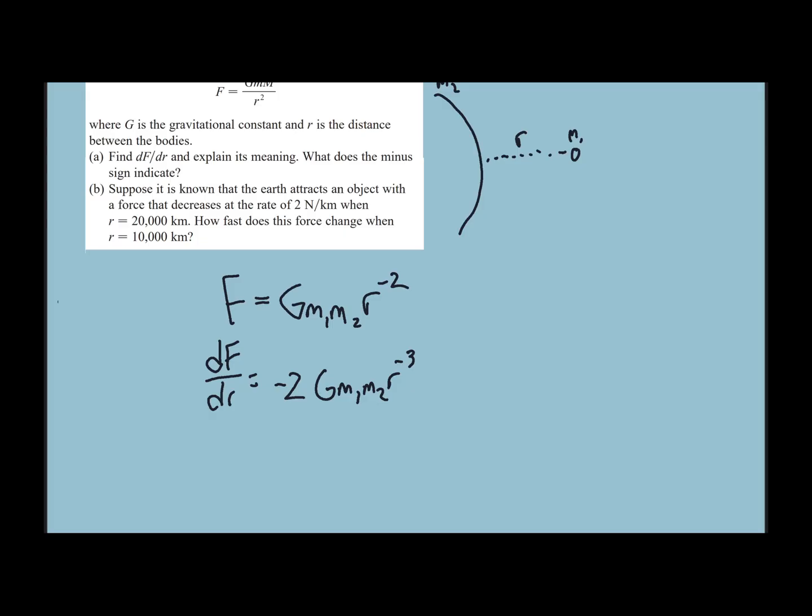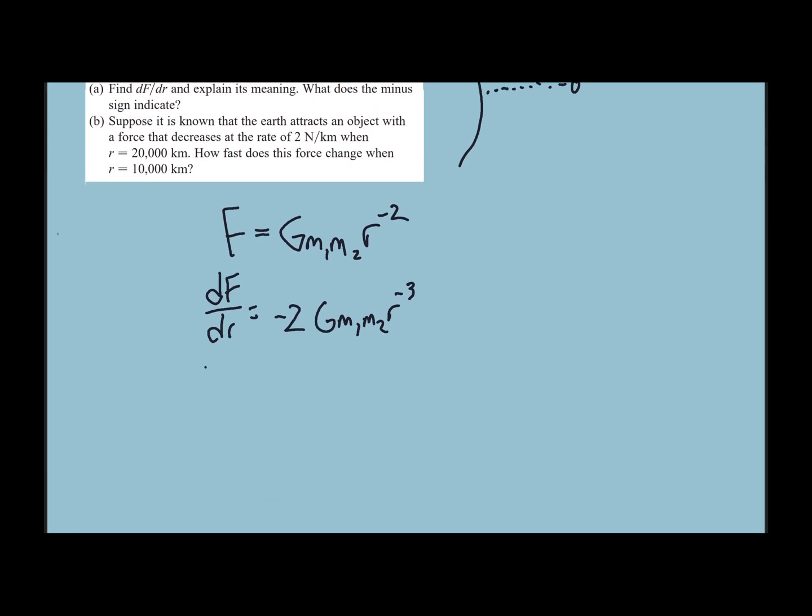And now they're going to give it to you really easy. Suppose it is known that the Earth attracts an object with a force that decreases at a rate of 2 newtons per kilometer. Well, that's what this is, newtons per kilometer. You have a force and you have a distance. That's the unit, newtons per kilometer. That's what this number is. And they're saying at a rate of 2 newtons per kilometer when the radius is 20,000 kilometers.